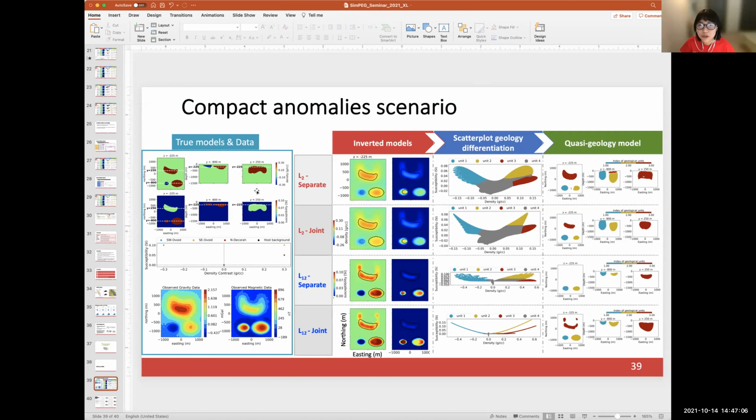So yeah, we also did this compact anomaly scenario. And instead of using the clusters, like you mentioned, I used a single point. So there are constant physical properties within these anomaly bodies. And these are our current preliminary results for the 4 different inversions. We noticed a general recoverability trend. It's getting better and better from the L2 norm separate inversion to the sparse norm joint inversion.